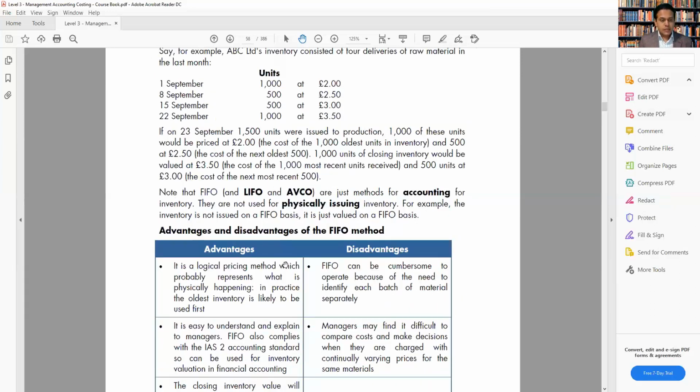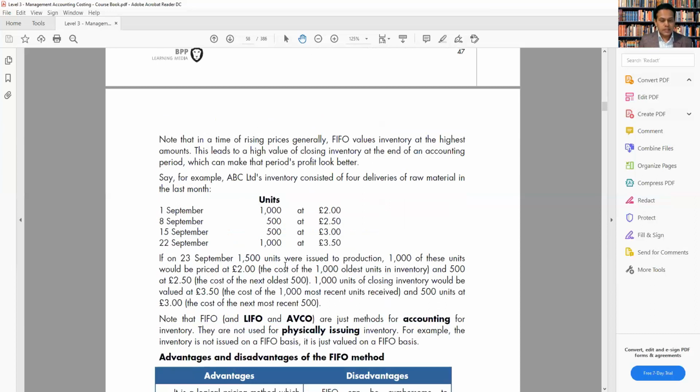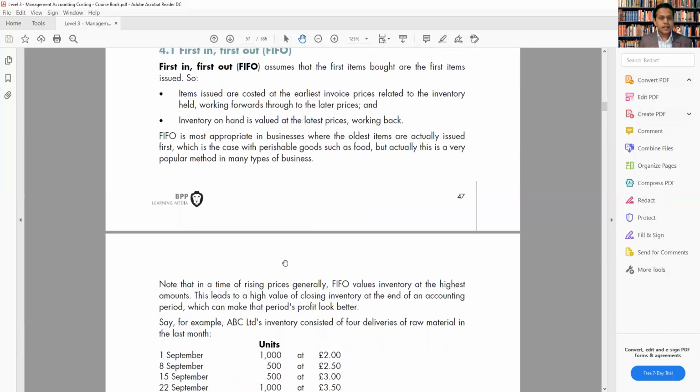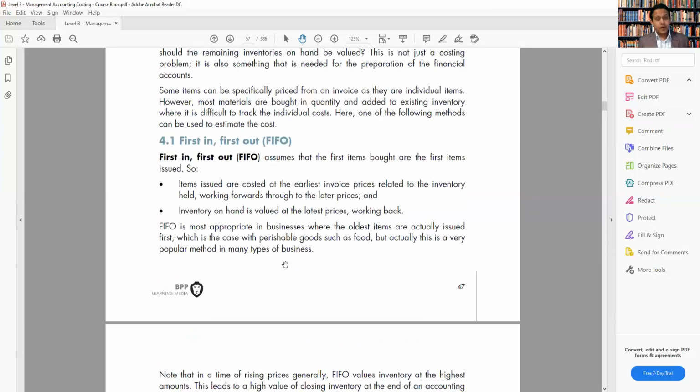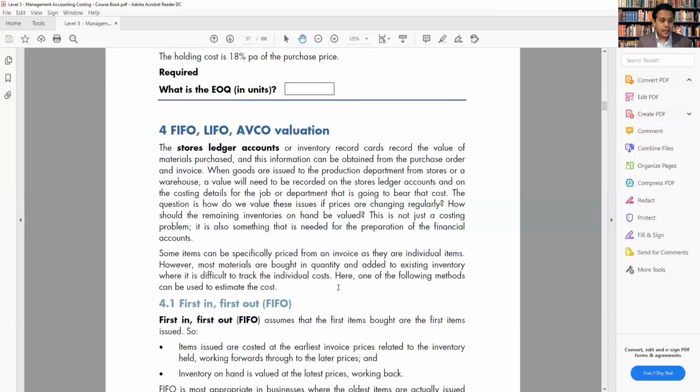All right, so let's move on to our next area, that is FIFO, LIFO, and AFCO. Let's talk about the first one, that is FIFO. Now FIFO is all about first in, first out. So try to understand very carefully.